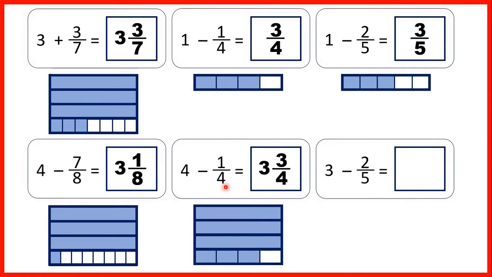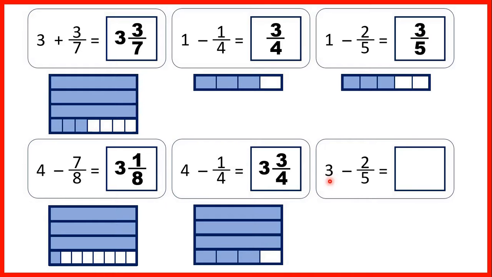And notice this question is quite similar to the question above. If we know that 1 minus 1/4 is 3 quarters, then we know that 4 minus 1/4 must be 3 and 3 quarters, because 4 is 3 more than 1.